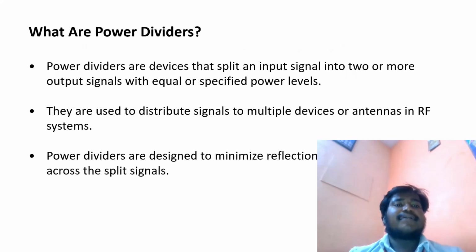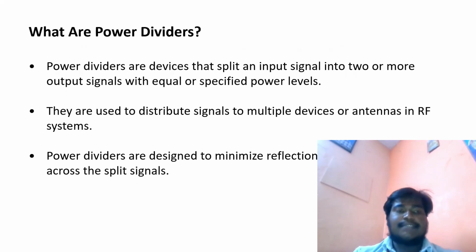What are power dividers? Power dividers are devices that split an input signal into two or more output signals with equal or specified power levels. They are used to distribute signals to multiple devices or antennas in RF systems. Power dividers are designed to minimize reflections and insertion loss across the split signals.